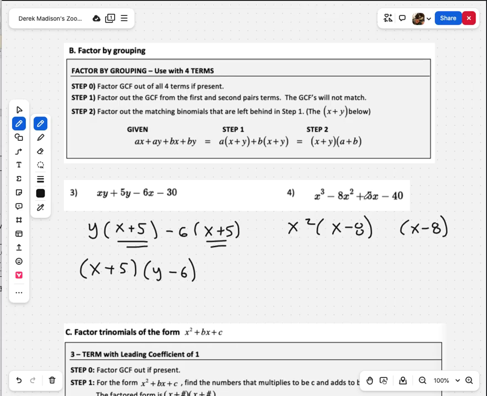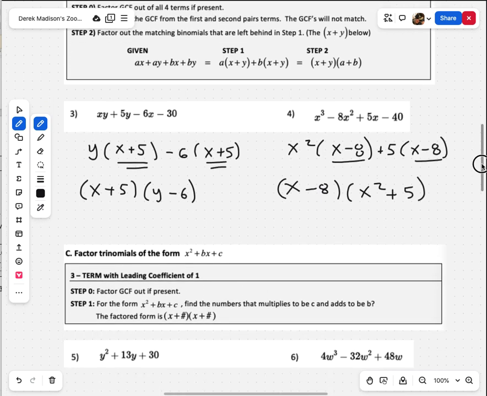So I would have to take out a 5 to make that happen. 5 times x is 5x, 5 times negative 8 is negative 40. Now I have those matching terms there, which was kind of the plan. And leaves behind x squared and plus 5. So anything with 4 terms, that's the plan.